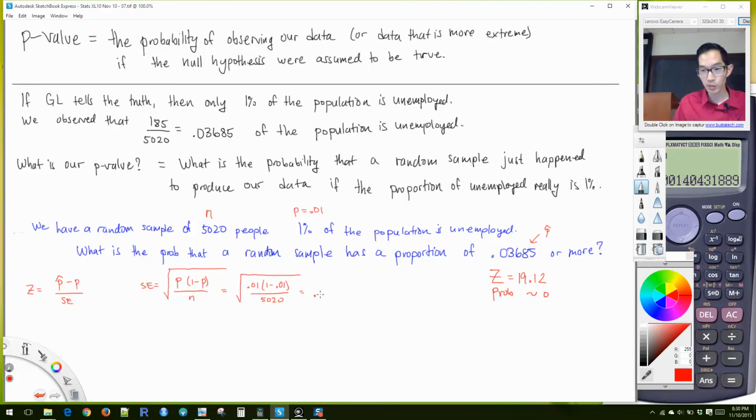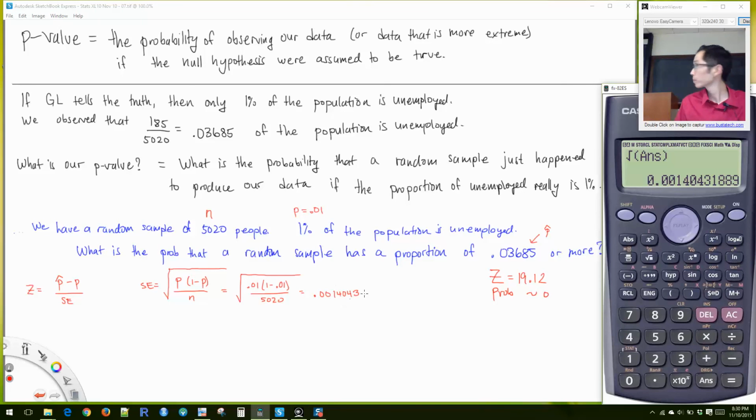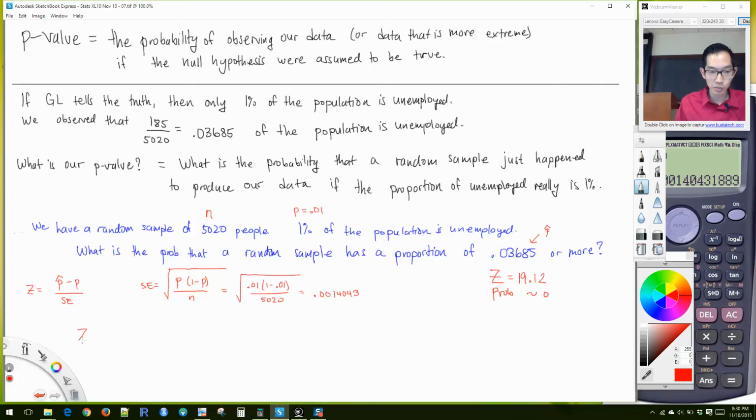I get something like 0.0014043, okay? I don't even have to bother writing this down, because I'm just going to plug this into my z-score. So the z-score will be p hat minus p divided by the standard error.